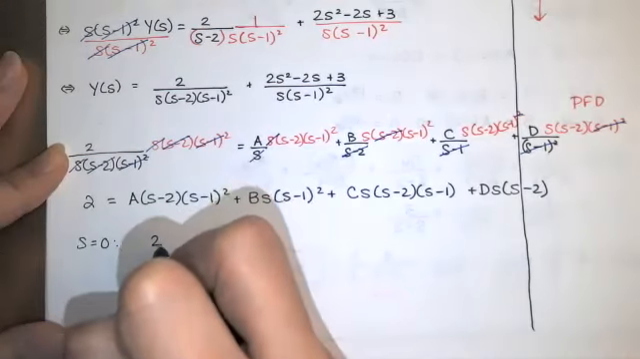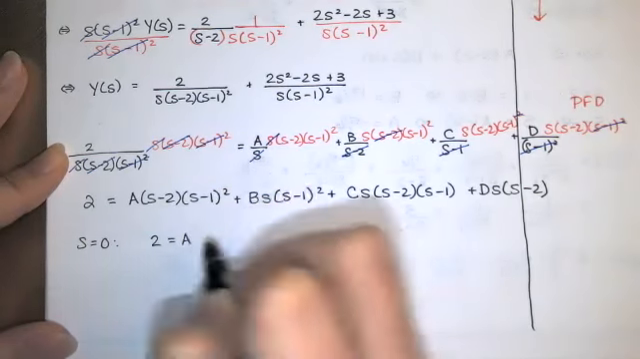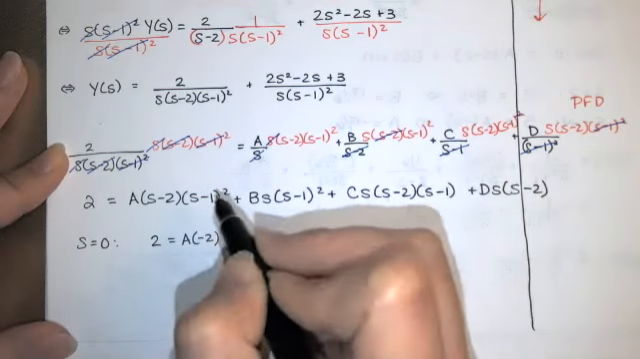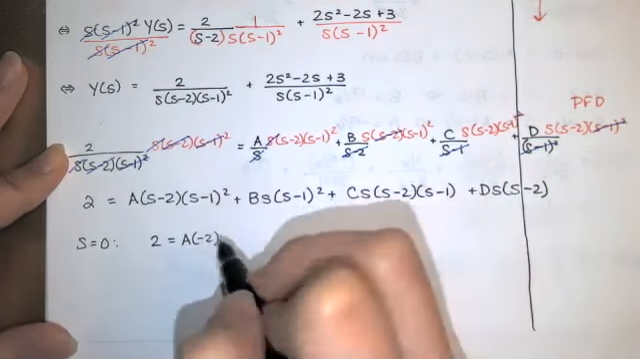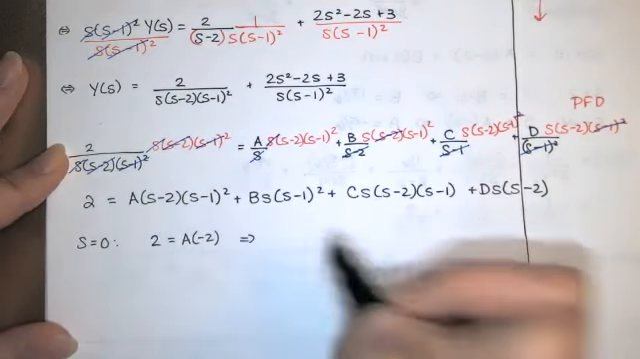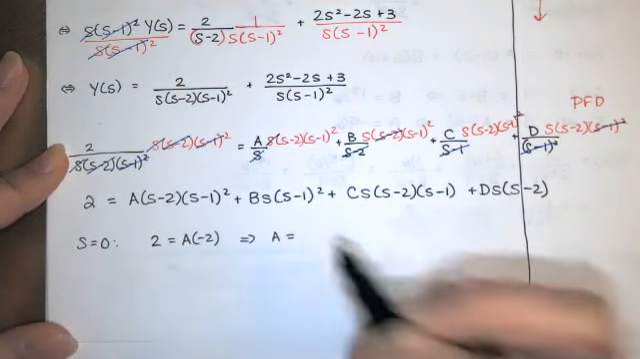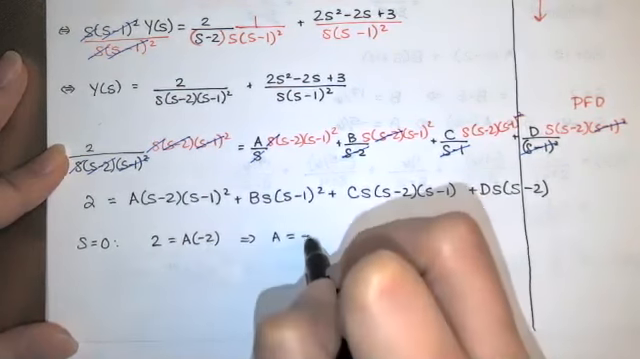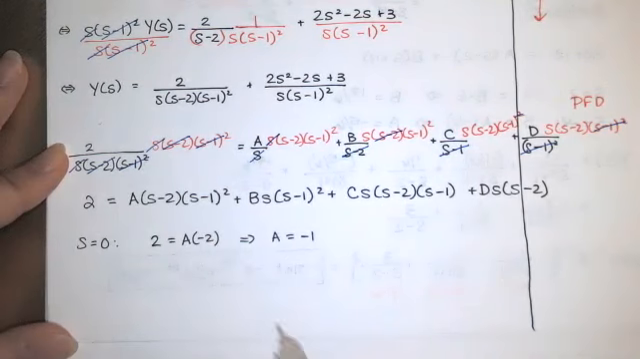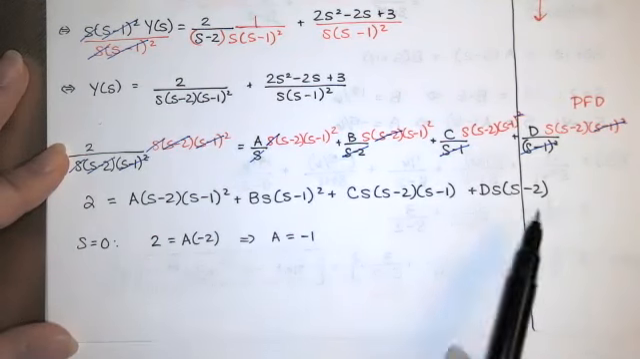So I just end up with 2 equals A times 0 minus 2, which is negative 2. And then I have 0 minus 1, which is negative 1. Negative 1 squared is positive 1. So multiplying by positive 1 doesn't do anything. So A is 2 divided by negative 2, which is negative 1. Okay, now pick another value of s that causes one of the factors to be 0.